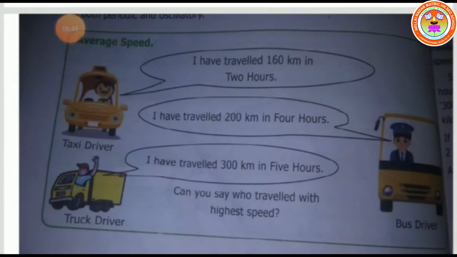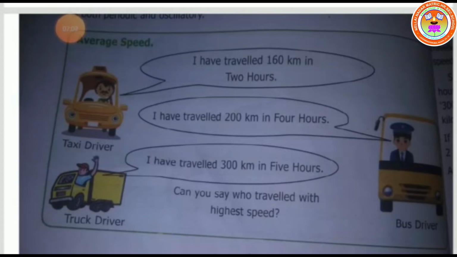Taxi, car. Then the bus driver: I have travelled 20 km in 4 hours. Truck driver: I have travelled 300 km in 5 hours. Can you say who travelled with the highest speed?